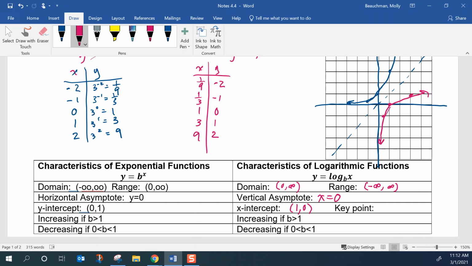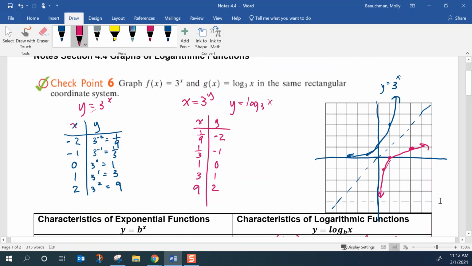A key point, so we'll talk about key points, in the logarithm is 3, 1, or b, 1 is the key point. Your logarithmic function is still increasing if b is greater than 1, and it will be decreasing if b is between 0 and 1. So exponential and logarithmic functions are inverses of each other.